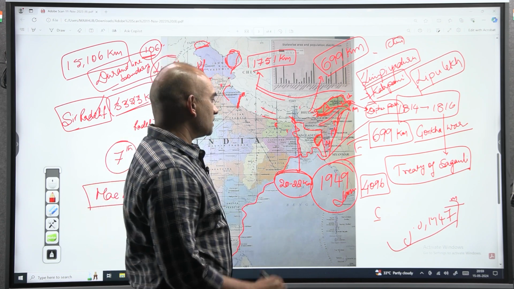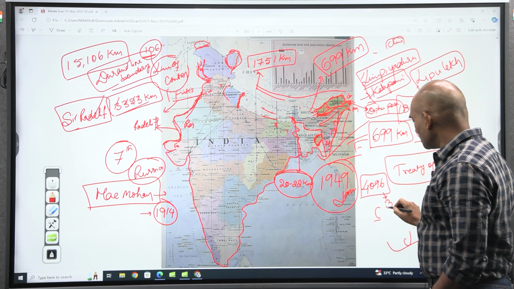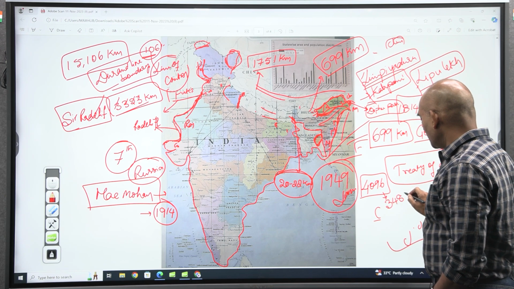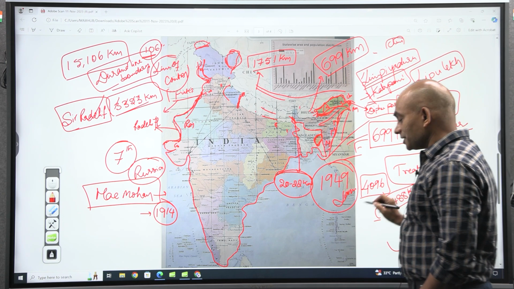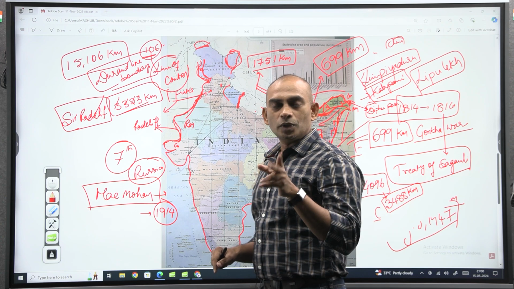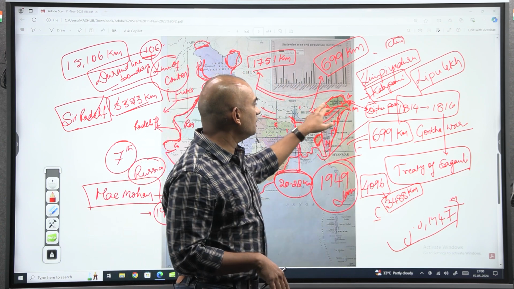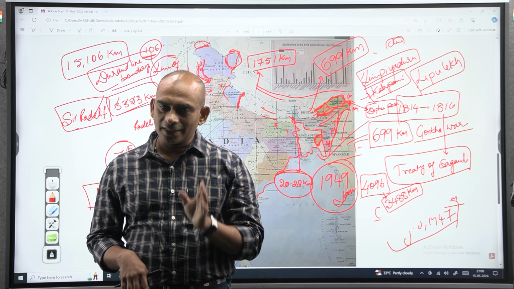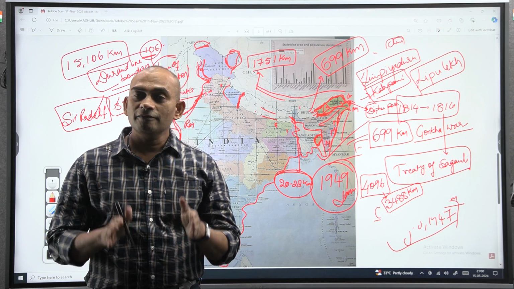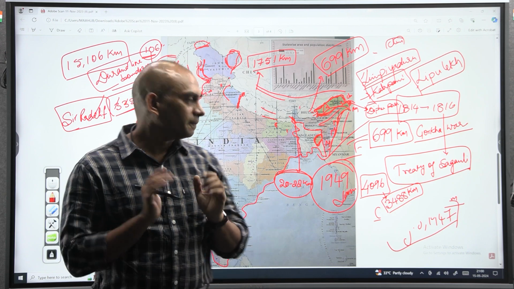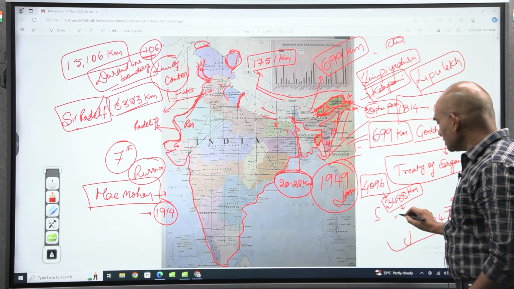Okay, next, the second highest is with China, that is 3,488 kilometers. With China, we have two names. One is the McMahon Line in the Arunachal Pradesh sector, and in the western sector, that is the Line of Actual Control.